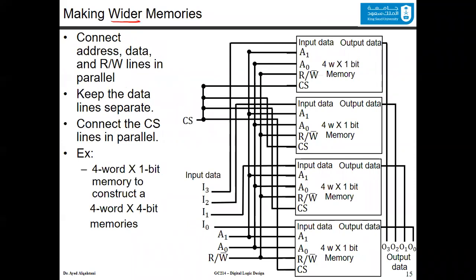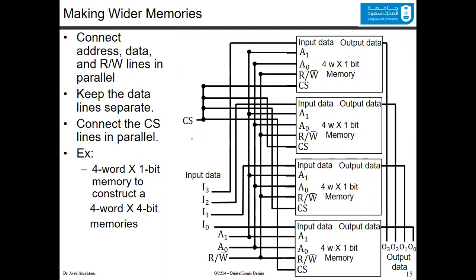Now, if we want to build a wider memory, meaning now the data width, which is what we call N, is wider. So instead of having 1 bit that we input or output, now we have 4 bits. We kept the same number of words. Now notice that we also used 4 copies of a 4-word by 1 bit memory. And now we will manipulate these lines.